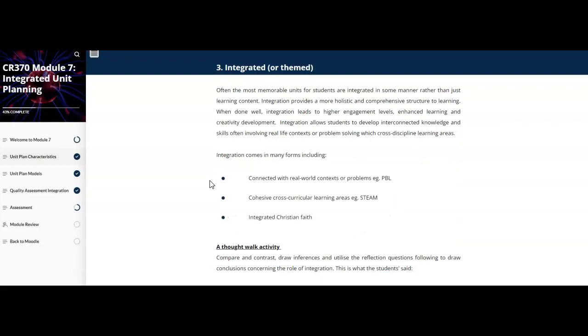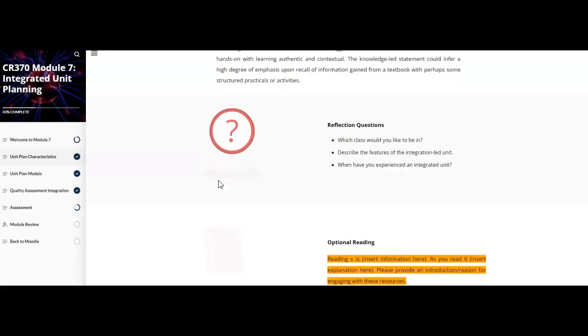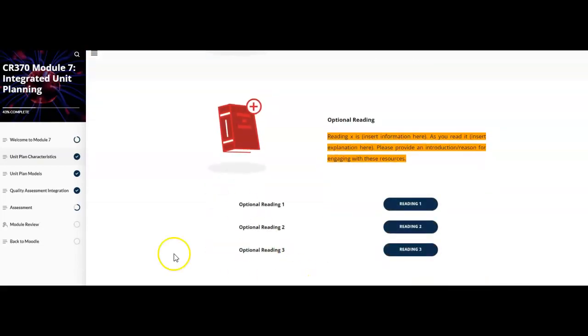Otherwise, is it integrated, particularly with real world context, or is it cross-curricular with, say, STEM or STEAM? Is it integrated, particularly that we're concerned about, has it got a faith integration to go along with that? So we're looking at those integrative themes that should be apparent in your unit outline. And so we go through those things that are there.